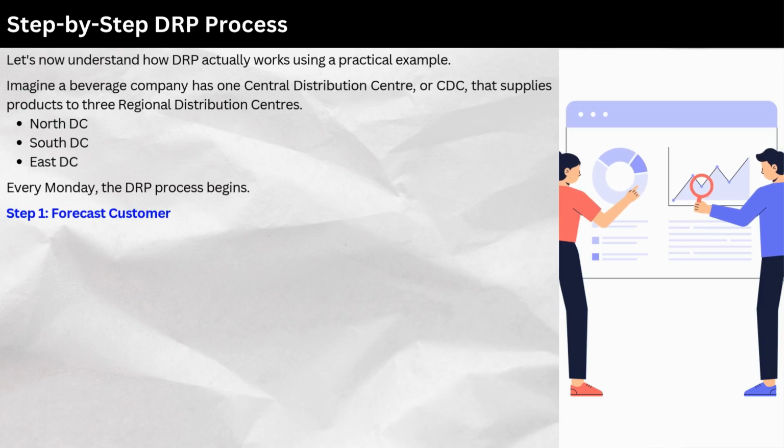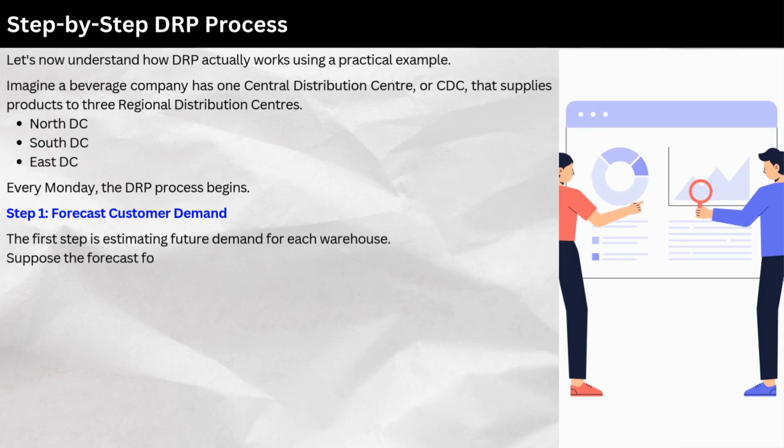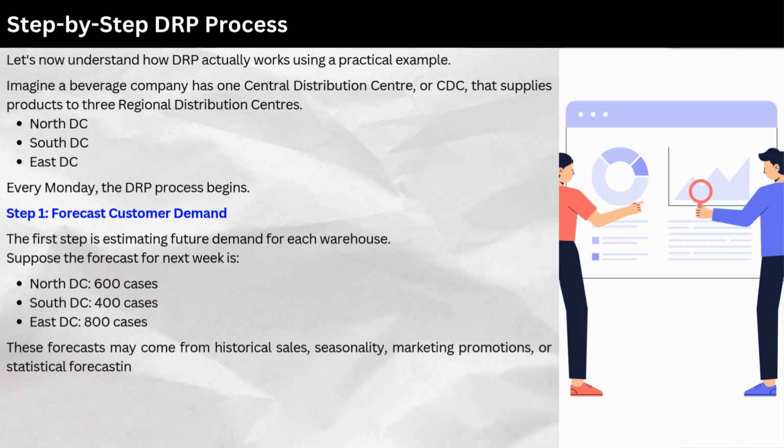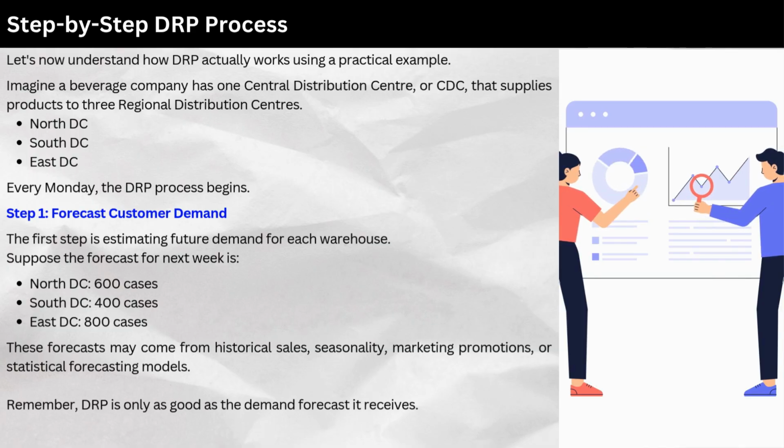Step 1. Forecast customer demand. The first step is estimating future demand for each warehouse. Suppose the forecast for next week is North DC, 600 cases, South DC, 400 cases, East DC, 800 cases. These forecasts may come from historical sales, seasonality, marketing promotions, or statistical forecasting models. Remember, DRP is only as good as the demand forecast it receives.